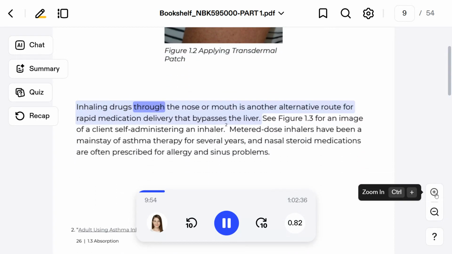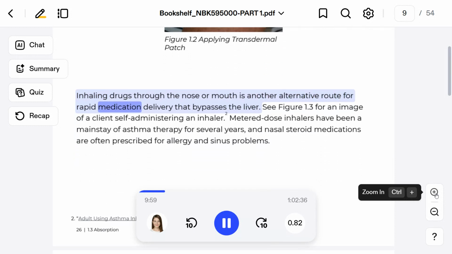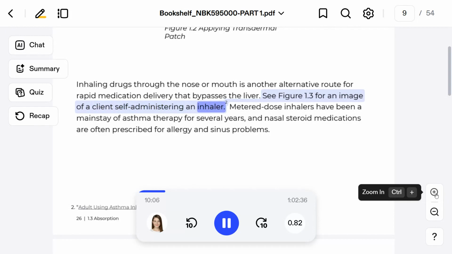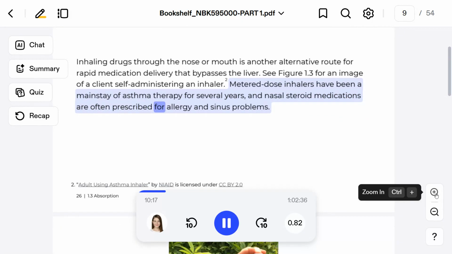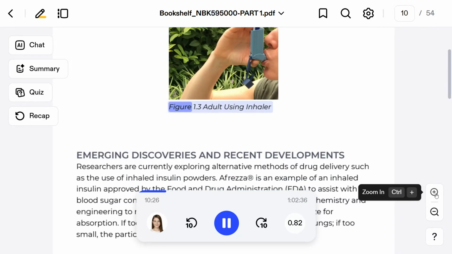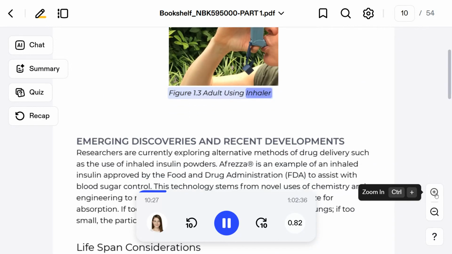Inhaling drugs through the nose or mouth is another alternative route for rapid medication delivery that bypasses the liver. See Figure 1.3 for an image of a client self-administering an inhaler. Metered dose inhalers have been a mainstay of asthma therapy for several years, and nasal steroid medications are often prescribed for allergy and sinus problems. Figure 1.3 adult using inhaler.